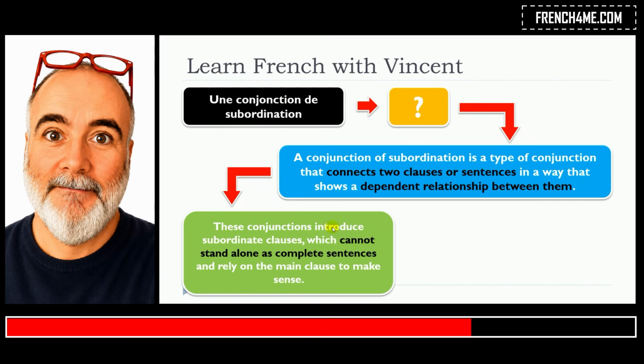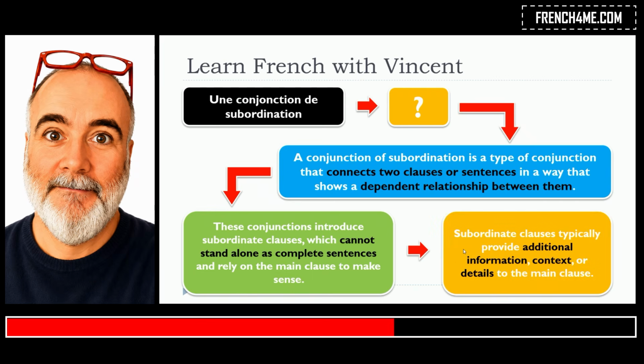So these conjunctions introduce subordinate clauses which cannot stand alone as complete sentences. So this is the second important thing. These clauses cannot stand alone as complete sentences, and they rely on the main clause to make sense. The subordinate clauses typically provide additional information, context, or details to the main clause.